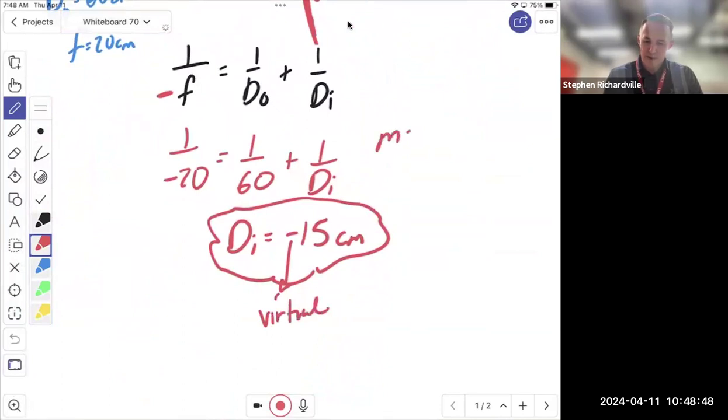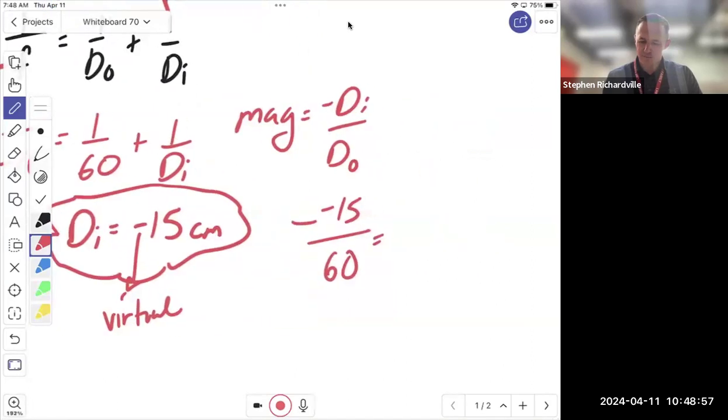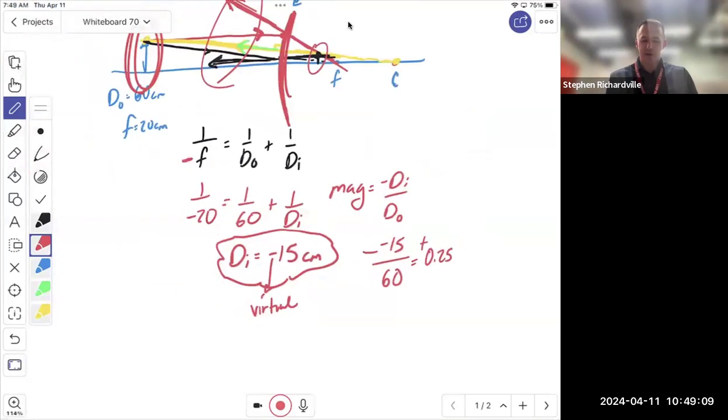Watch again what happens to my mag. My mag is always negative di over do. So once again, negative 15 over 60 means a positive 0.25. And that's okay, because if you look at my image, it's upright. It's about a quarter of the size of the original one. Beautiful. So that's converging and diverging mirrors. Hopefully that helps wrap up this chapter.